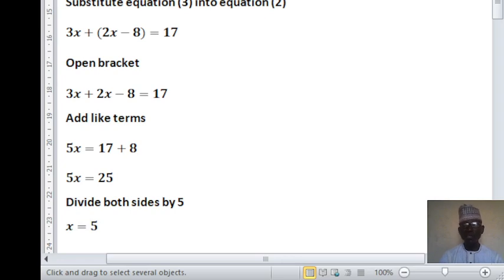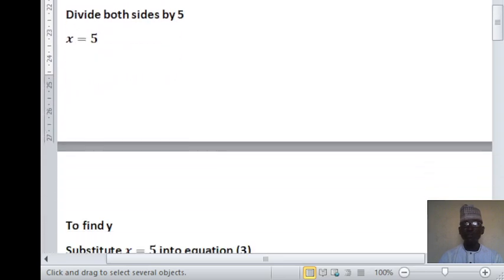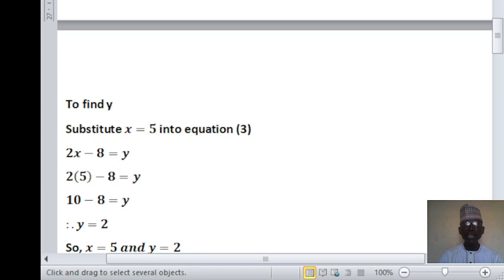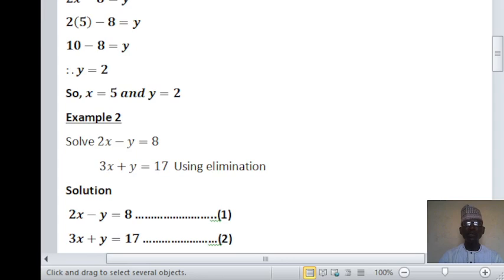x equals 5. Now, substituting the value of x into any of the equations to find y. To find y, we use x equals 5 to substitute into equation 3 or any of the equations you want. Remember, our equation 3 is 2x minus 8 equals y. So substituting x here, you have 2 into bracket, open and close, 5 minus 8 equals y. This one here means you multiply through.